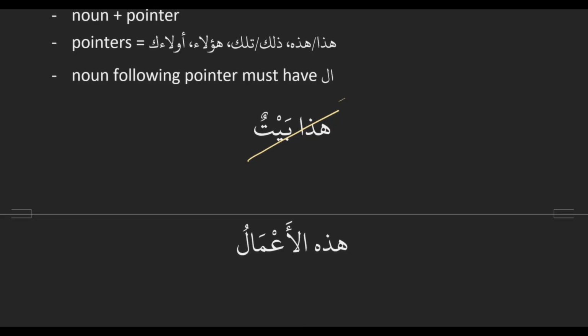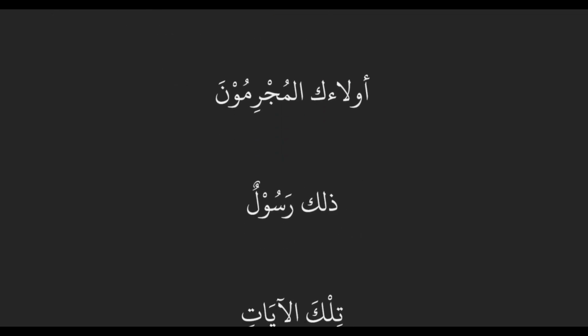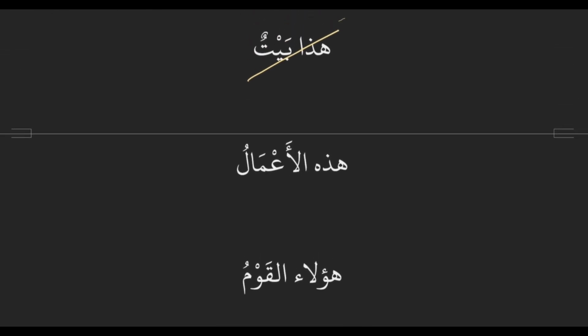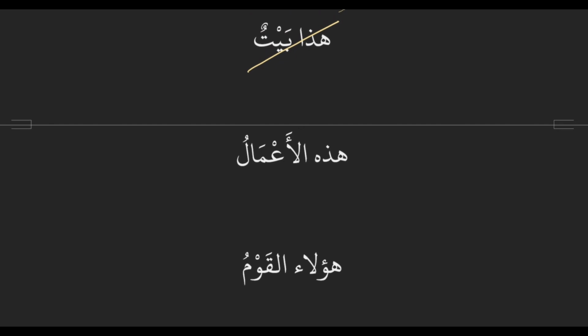But if we look at the next example, هذه الأعمال, what do we have here? هذه is a pointer word, and the noun coming after it has an alif lam on it. So does that meet the conditions of a pointer? Yes. So how are we going to translate it? هذه is this or these, and how are we going to choose which to use? We're going to choose based on what sounds most natural. So what does a'mal mean? Deeds. Do we say this deeds in English or these deeds? We say these deeds, so we're going to translate it as these deeds.